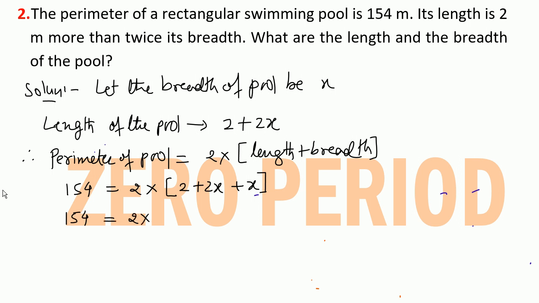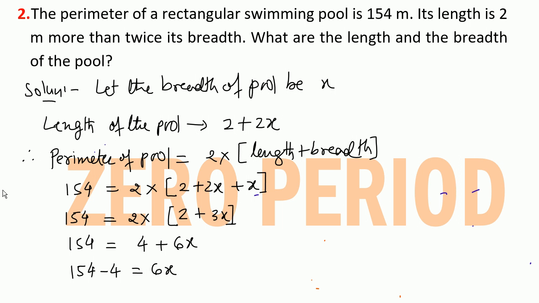154 is equal to 2 into (2 plus 2x and x will give you 3x). Both are like terms, they can be added together, and then 154 is equal to, open the bracket, 2 2s are 4 and 2 3s are 6x. Here one variable term is 6x, and two of the terms are constants. So transpose this 4 to the left hand side, we get 154 minus 4 equal to 6x.